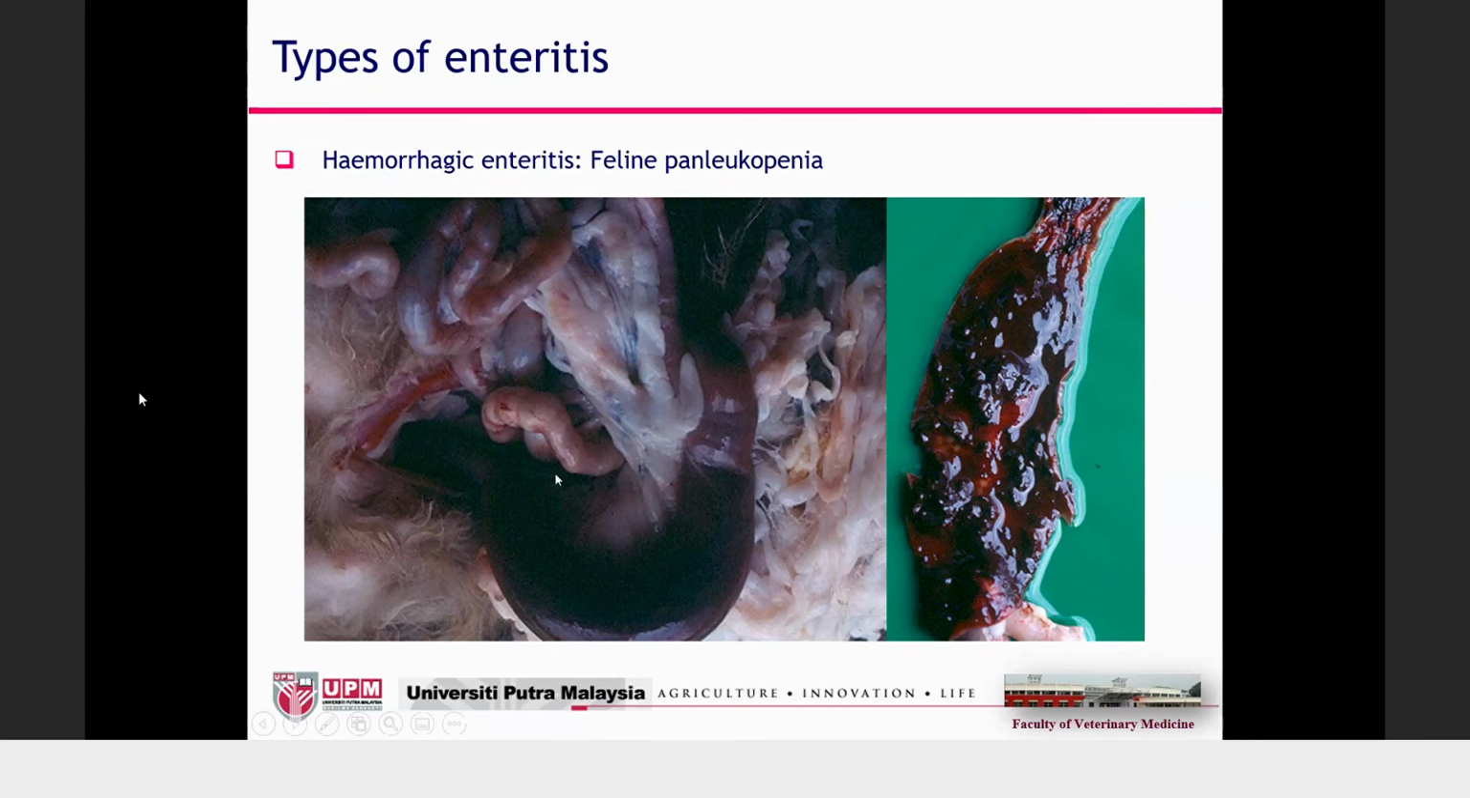Of course, this type of hemorrhage could lead to hypovolemic shock, again, reduction in venous return, and leading to reduction of cardiac output, low cardiac output, and death to the animals. So very severe hemorrhagic enteritis.